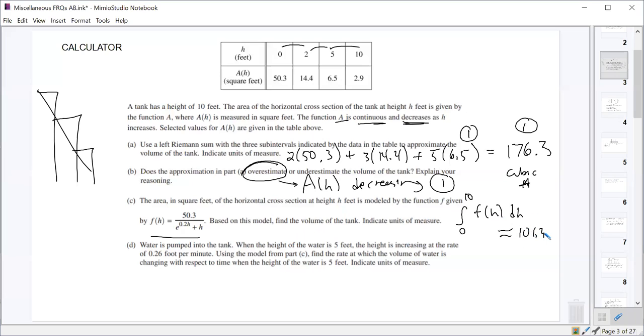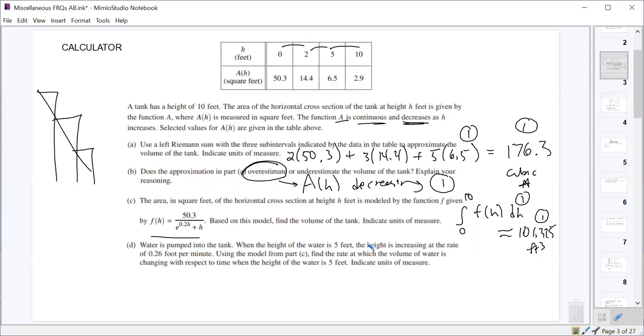And what were your units on that? Cubic feet. Yep. That was worth 2 points, 1 for the integral setup and 1 for the answer, and you had to have those units there to get that final point once you also get the units in part D. Everybody good? No issues there? People at home, you're good?